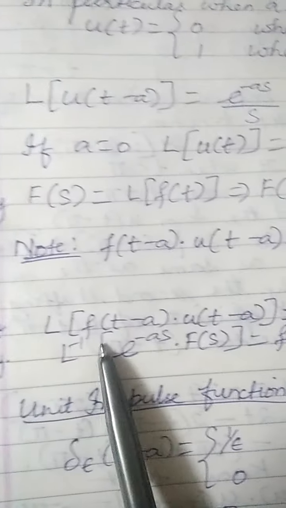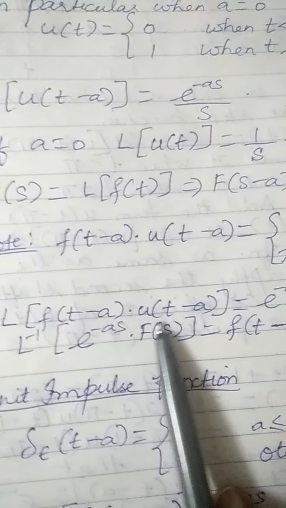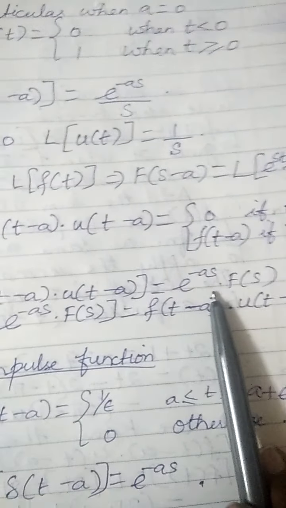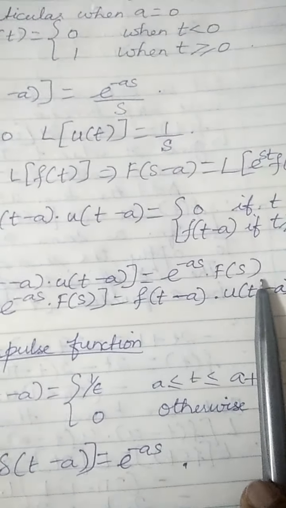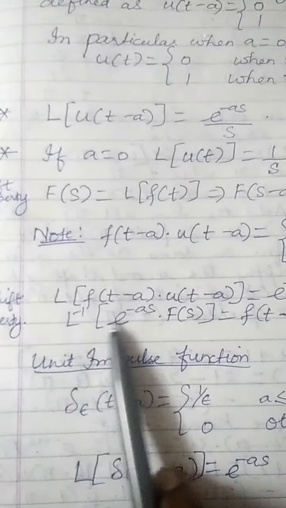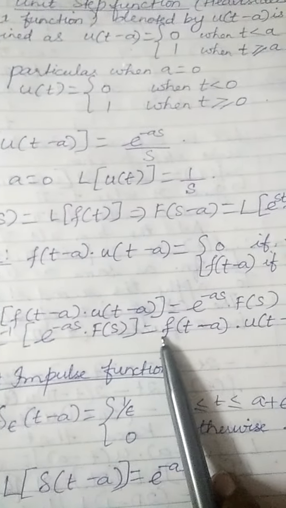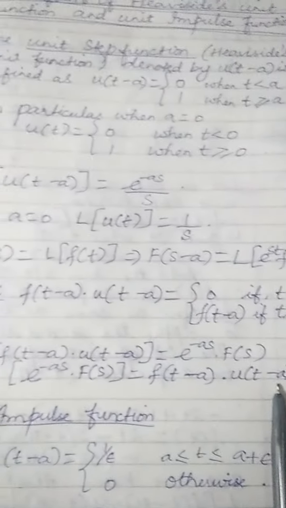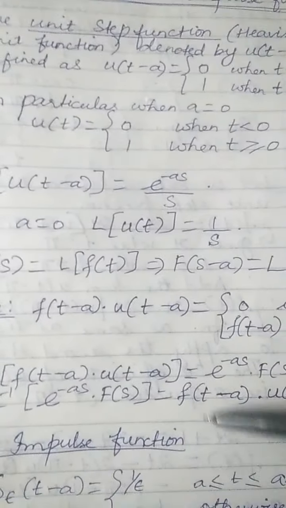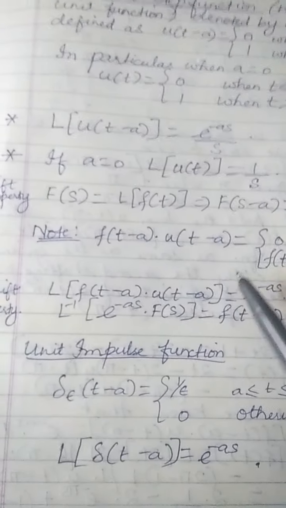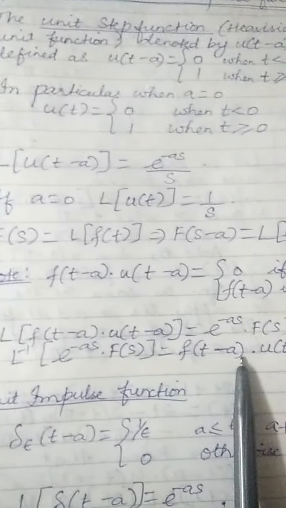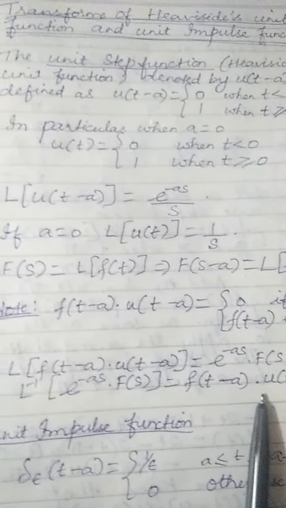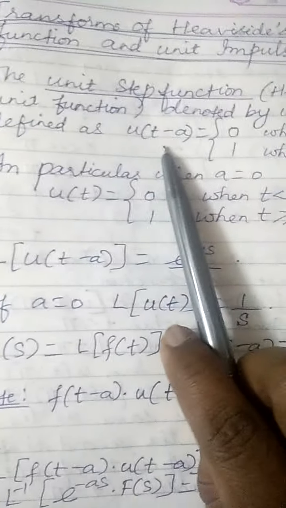Now the second shift property states that L of f of t minus a, u of t minus a is equal to e power minus as F of s, and L inverse of e power minus as F of s is equal to f of t minus a, u of t minus a. So all these formulas are to be remembered while solving the problems, especially the second shift property and the definition of unit step function.